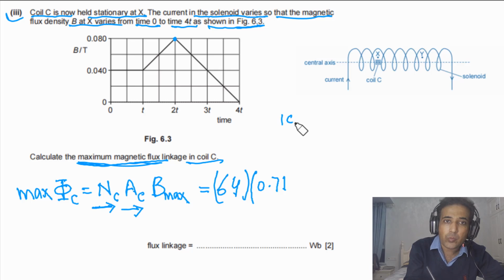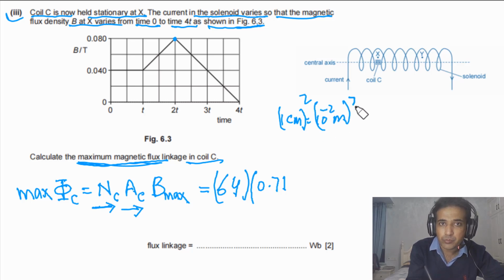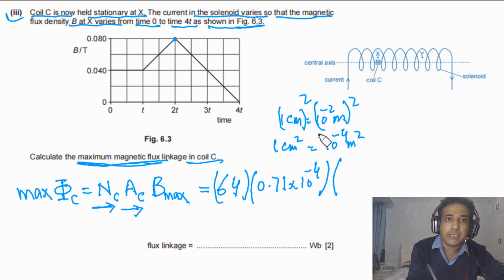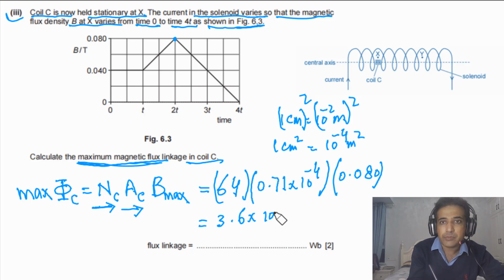So we need to understand 1 centimeter is equal to 10 to minus 2 meter. We have square, so we have to square both sides. So in this case 1 centimeter square will be equal to 10 to minus 4 meter square. So we have to multiply this one with 10 to minus 4. And B is maximum, and its value is equal to 0.080. Now if we solve this one, we will get 3.6 times 10 to minus 4 Weber. This is the answer, Weber.